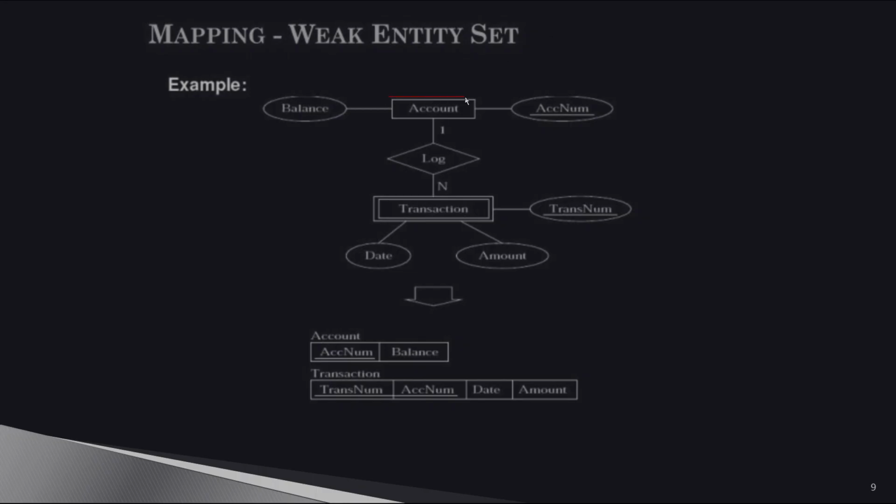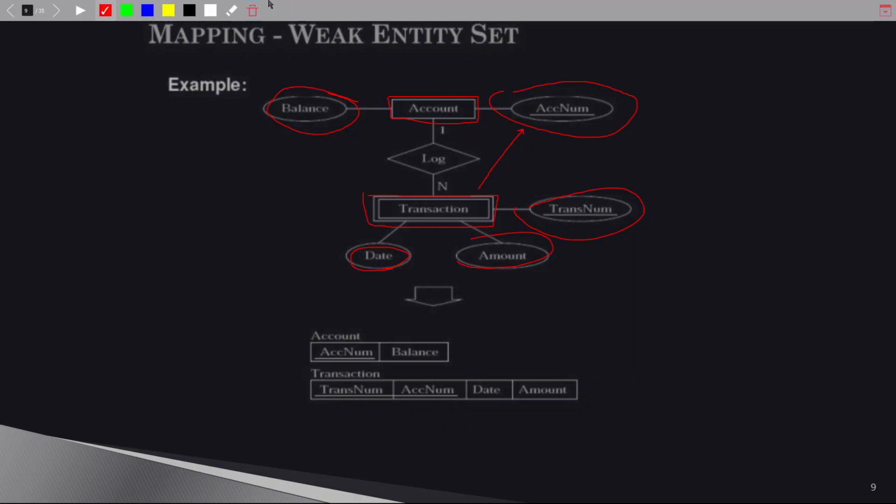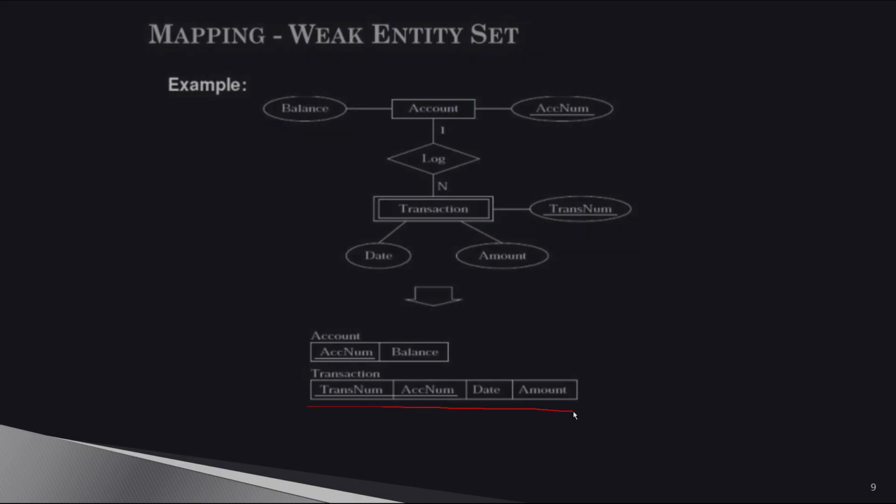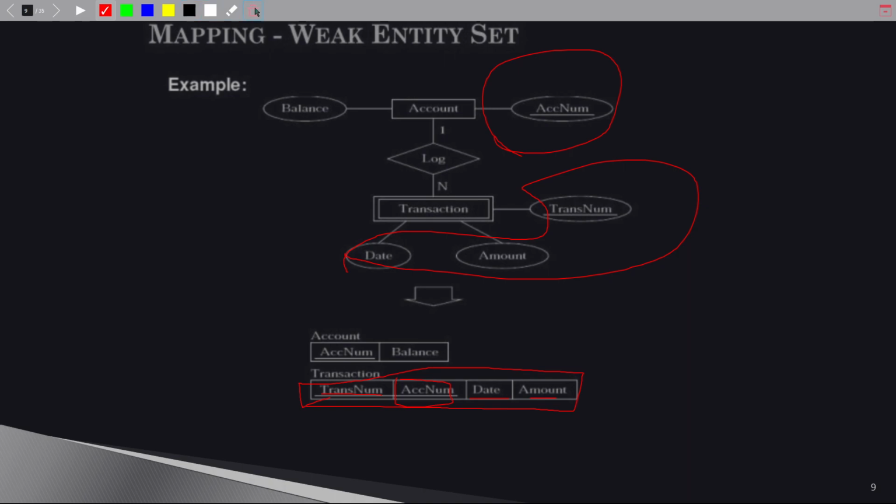Here's another example. So we have the strong entity account, which has 2 attributes, account number and balance. And you have the associated weak entity, which has its own 3 attributes, transaction number, amount, and date. Now, because this is a weak entity, you also need to add the primary key of the associated strong entity, which is the account number. And that's why we're going to have these 4 columns here. The transaction number, date, and amount are the original 3 attributes, and the account number here is going to be the primary key from the associated strong entity.